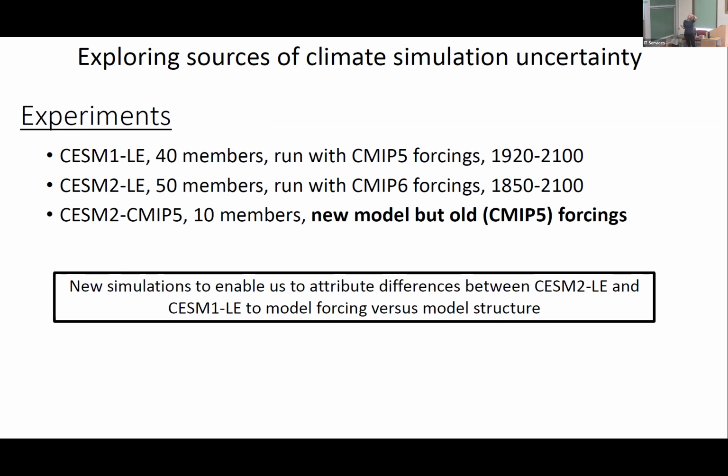So in order to be able to attribute differences between these large ensembles to model structure versus model forcing, we've run an additional set of simulations with the newer model, so CESM2, but using the older forcings, CMIP5. We only have 10 members here because of computational considerations. We're actually in the process of running another 5.